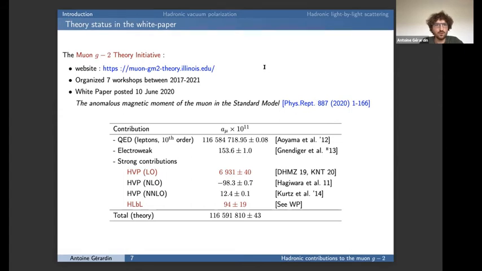Okay, and so this is the theory status as published in June of last year by the muon g-2 theory initiative. And here I list again all the contributions, with these big QED contributions, these relatively small electroweak contributions, and then those hadronic contributions. And so from the error, again, you can see that the final theory error is completely dominated by the HVP and the hadronic light-by-light contributions. But all the other contributions are perfectly under control.